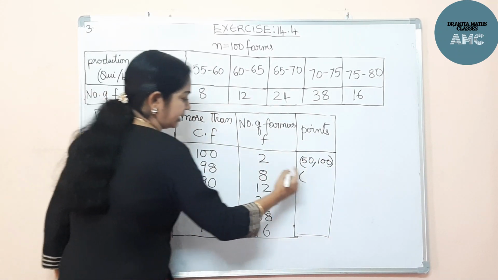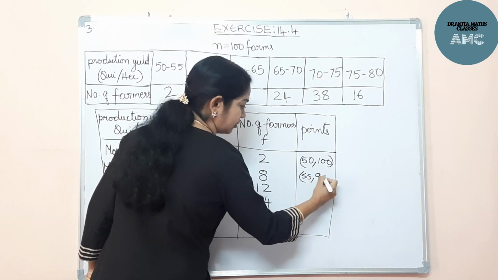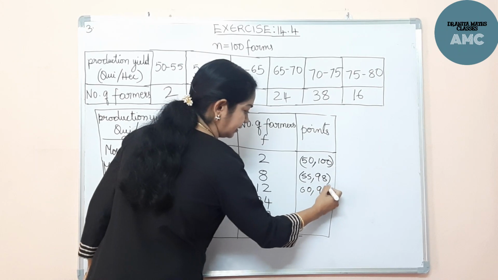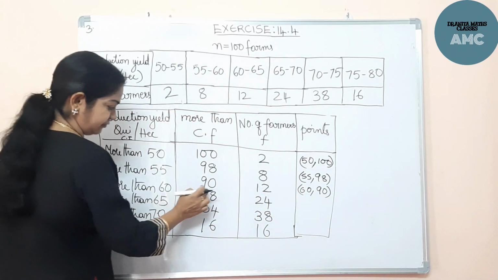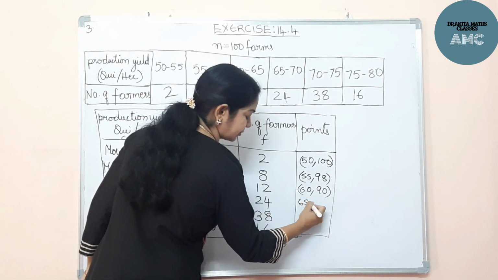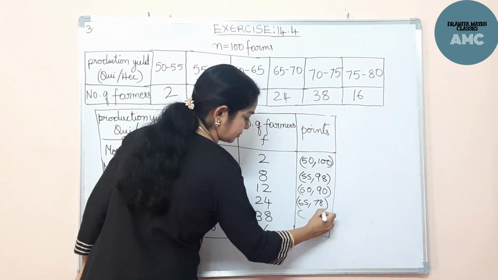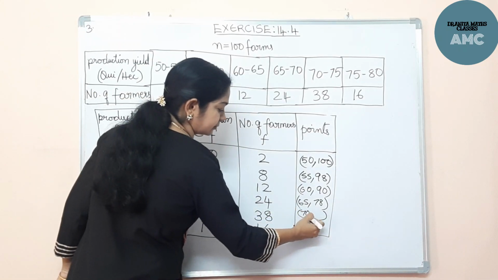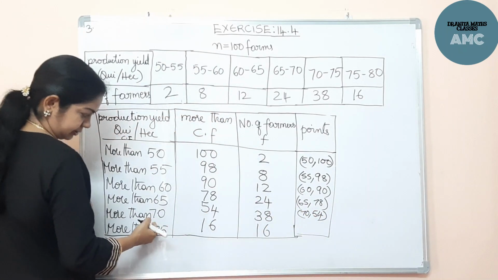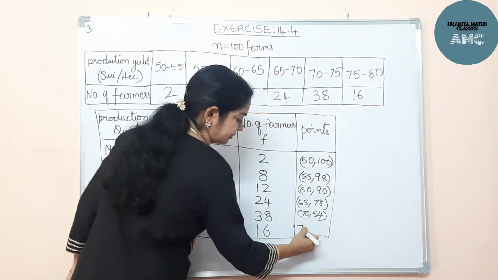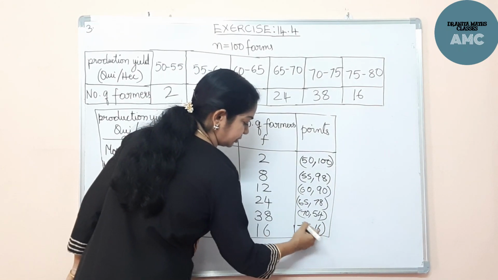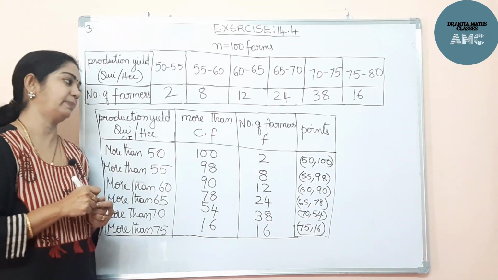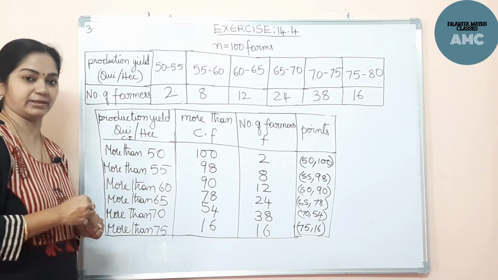Likewise 55, 98. 60, 90. These are the points. And 65, 78. 70, 54. And 75, 16. These are the points to be plotted. Now pause the video and quickly copy them down. We will be seeing the graph part.